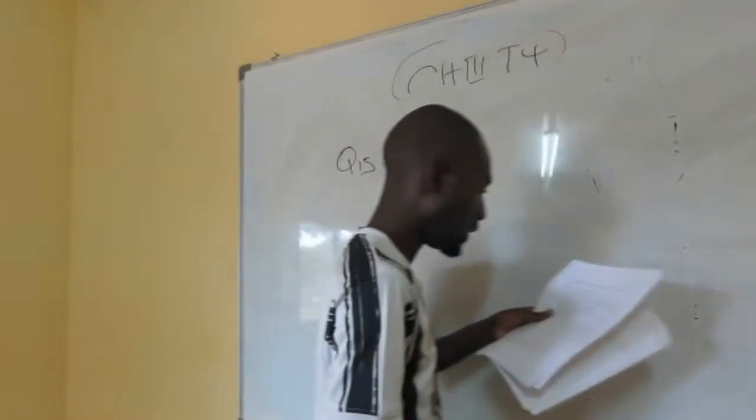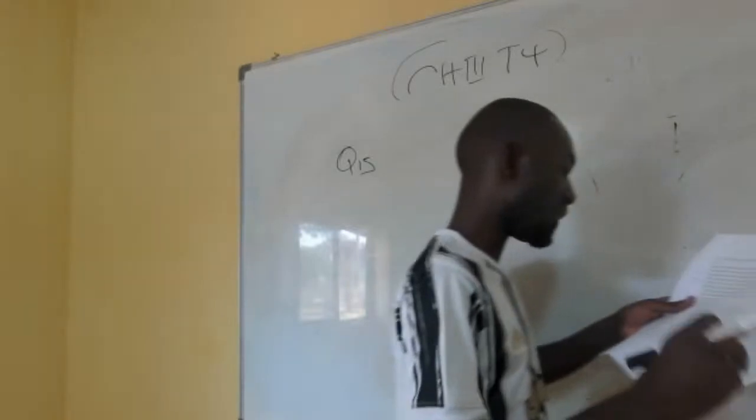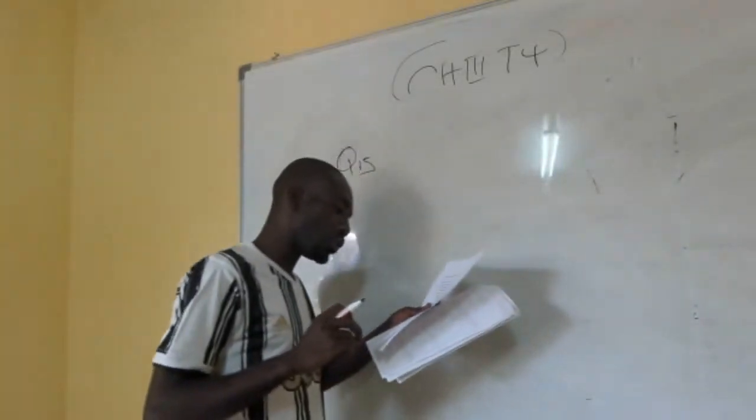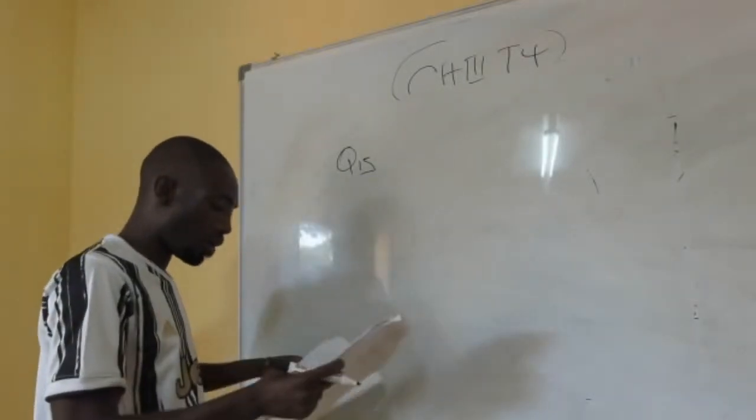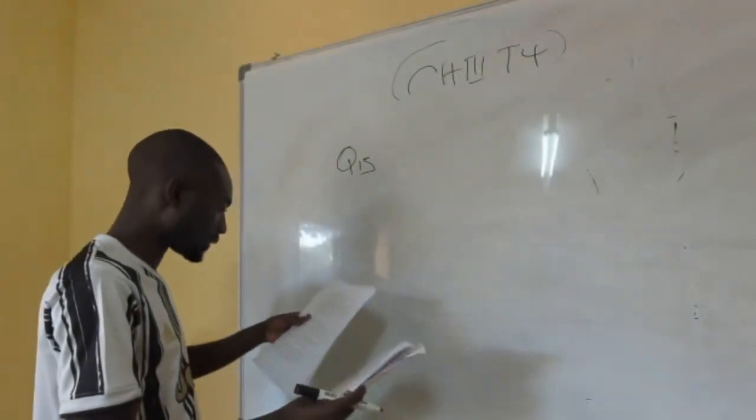How much energy must the atom absorb to move an electron from n equals 1 to n equals 5? What is the wavelength of that?